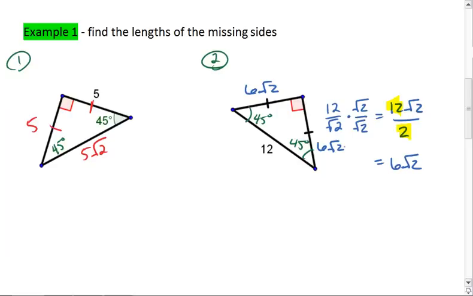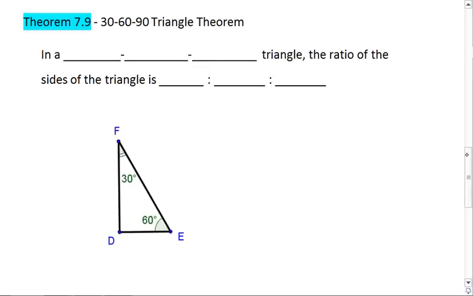And that is the answers to the example. If you're comfortable with the 45, 45, 90 triangle, you're welcome to move on to the 30, 60, 90 triangle.